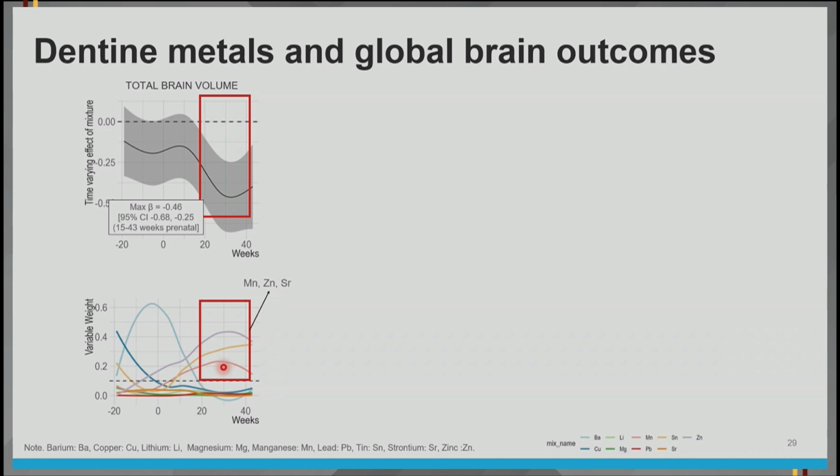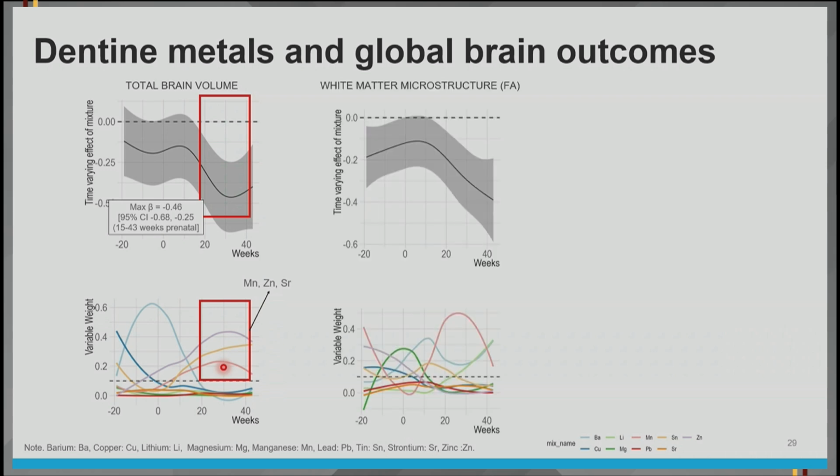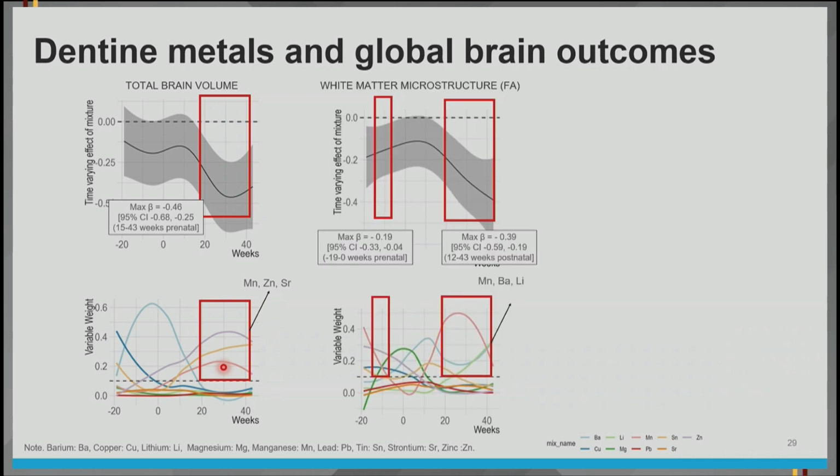So this is showing us that in these 215 kids, early life exposure to this metal mixture is associated with reduced total brain volume in kids and adolescents. We applied these to both. I talked about the white matter microstructure, so looking at fractional anisotropy, and we saw a similar sensitive window in that postnatal period, again driven by manganese, and we saw a window in the prenatal period, suggesting that metal exposure in that prenatal period was also associated with decreases in white matter microstructure, or disrupted white matter microstructure.